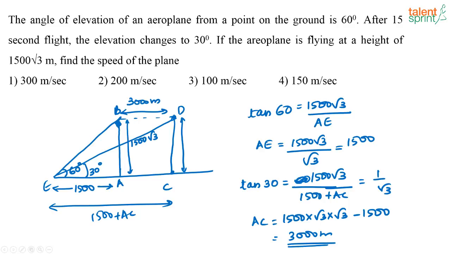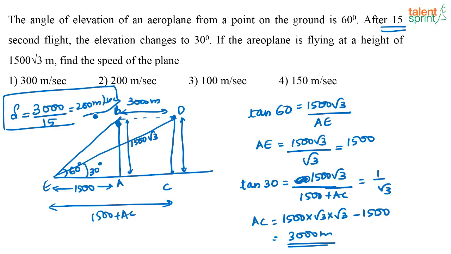So what has the aeroplane done? In 15 seconds the aeroplane has travelled 3000 meters. So what is the speed of the aeroplane? The speed of the aeroplane is nothing but 3000 divided by 15, that is equal to 200 meters per second. So this is the answer that you are looking at. So the correct answer here is option 2, 200 meters per second.